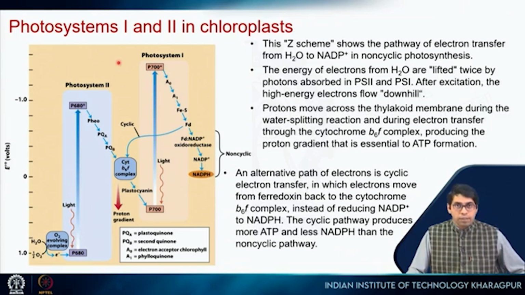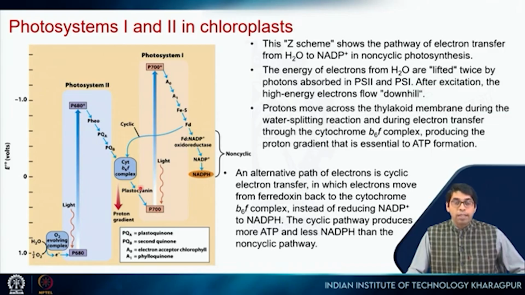So we will see the physical structure of this. This is a schematic diagram. This is the oxygen evolving complex, right? This is where water is split into oxygen and electron, right? Now this electron is then excited in photosystem 2, right? Photosystem 2 excitation lifts this electron to a higher energy, and then it is passed on through all these carriers ultimately to photosystem 1.